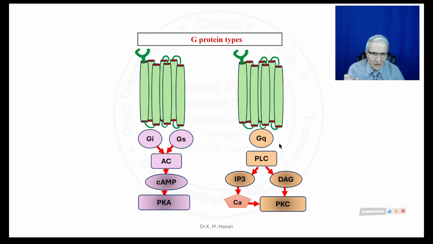Moving to the other side here, Gq. If the receptor activates Gq, this will lead to activation of PLC. PLC stands for phospholipase C, a kind of enzyme, as adenylyl cyclase is a kind of enzyme. After phospholipase C is activated, this will lead to increased formation of IP3, inositol triphosphate, and diacylglycerol. Inositol triphosphate increases the release of calcium, and with DAG and calcium, this will lead to the activation of protein kinase C.